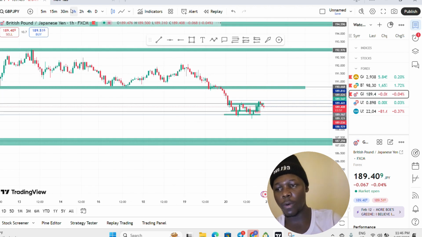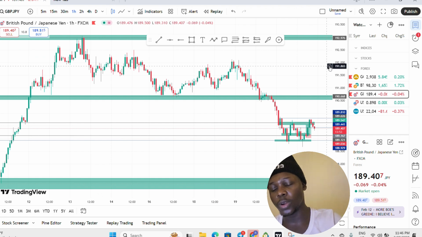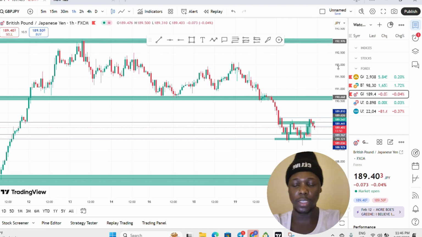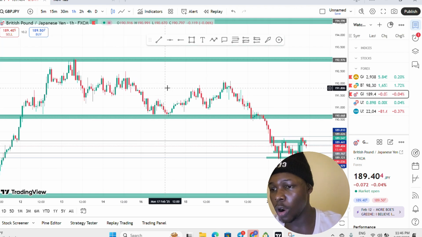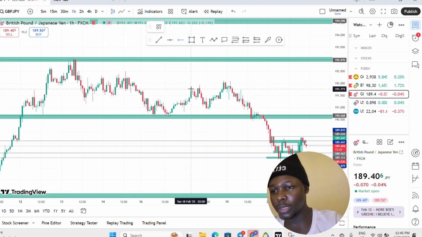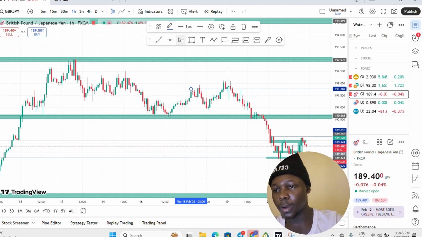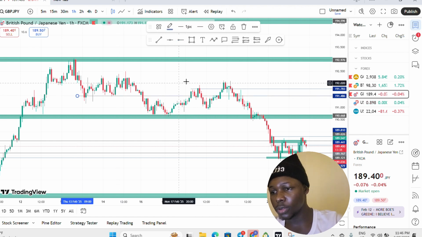Then your 1 hour, this is where your work actually begins, because you have to be finding your entry. You have to be looking for your quick entry, where you're going to buy from or where you're going to sell from. And then you come down from your 4 hours to your 1 hour, and then you start marking out all this.